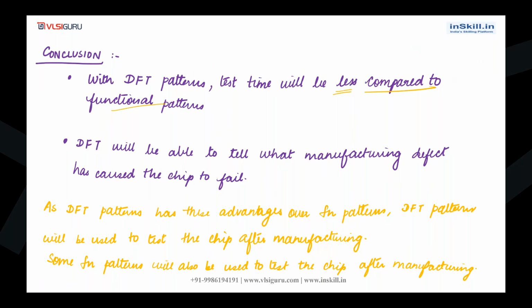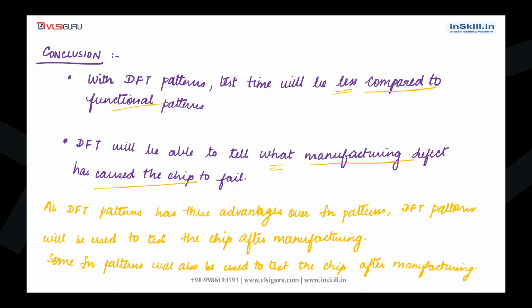As we saw in that counter example, the functional verification team required more than 1,000 clock pulses, whereas the DFT team required approximately 100 clock pulses. So with DFT patterns, test time will be less compared to functional patterns, and DFT will be able to tell what manufacturing defect has caused the chip to fail.